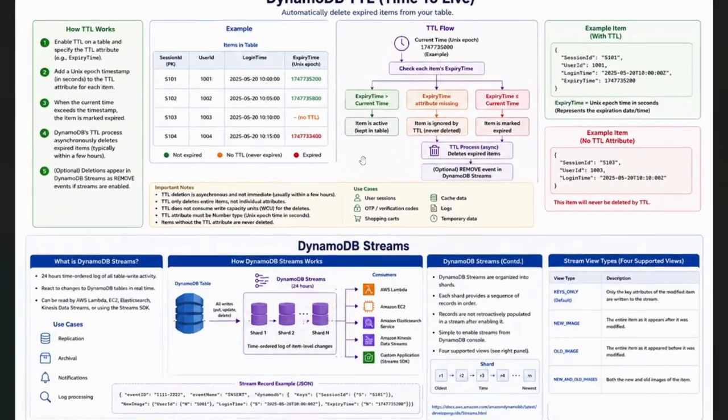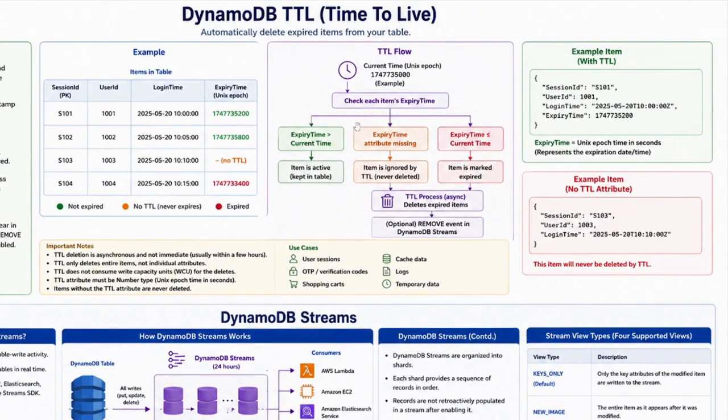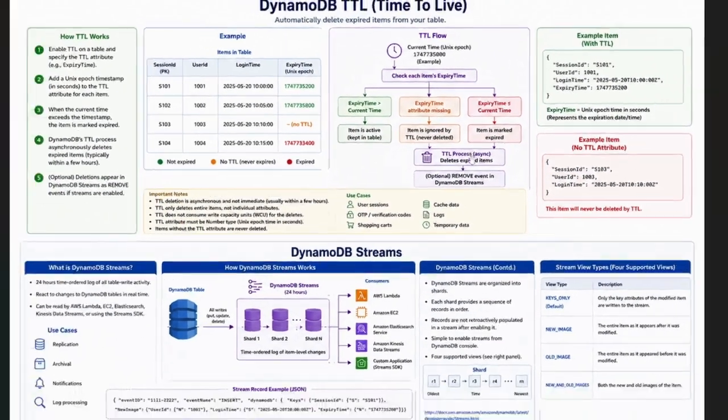So just look at the flow here. If you understand the flow here, what will happen: if expiry time is greater than current time, then the item is active. And if the expiry time attribute is missing, it is not marked for deletion. If expiry time is less than or equal to current time, then it is marked expired, and then it will be in the process, basically an async process, where the item will be deleted. So this is about TTL.